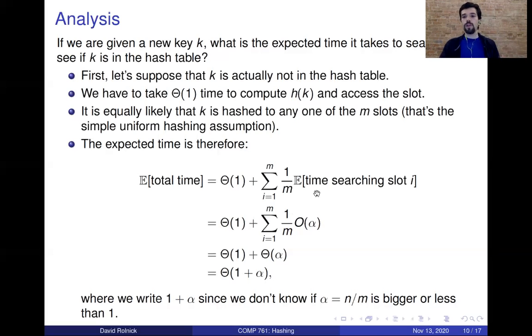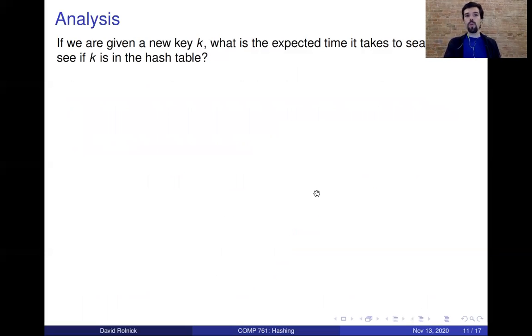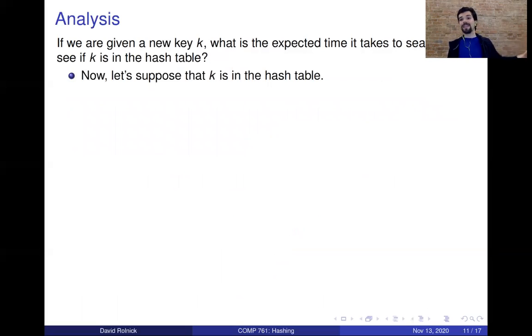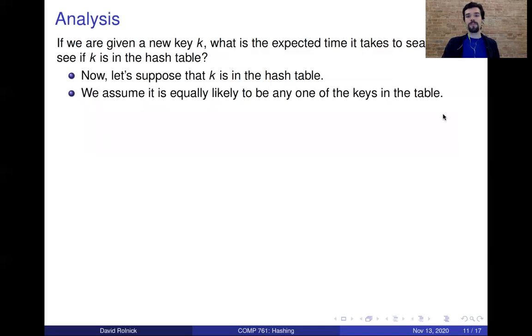Okay. So now we only did one situation. What if we're given a key that's already in the hash table? How long will it take to find that? I first looked at this and thought, clearly it's the same time whether it's a new key or an old key. But no, it's not quite the same. Let's assume it's equally likely to be any one of the keys in the table. What's the expected time to find its record?